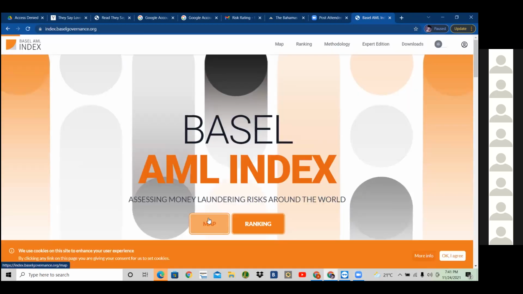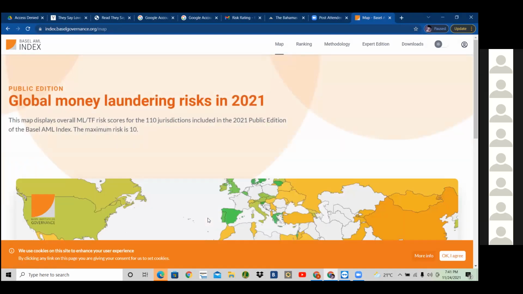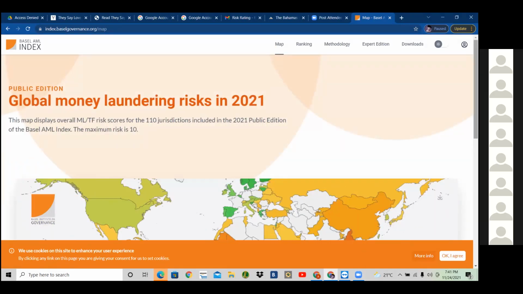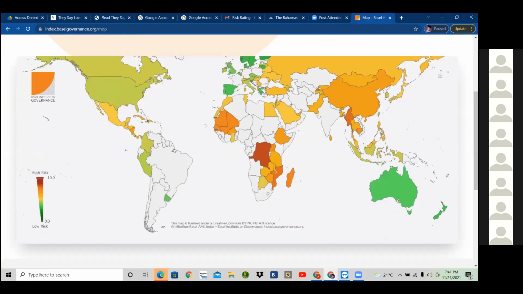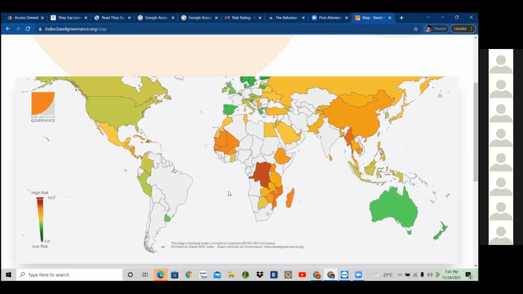Okay, so this is the Basel Index, and Transparency International does the same thing, right? They have a map of 195 countries that they have risk rated. This is the legend on the side. The green areas are low risk, such as Australia and parts of Canada, yellow is medium, and the red is 7.7 and above, or perhaps 7.5. That's how you would read the map.